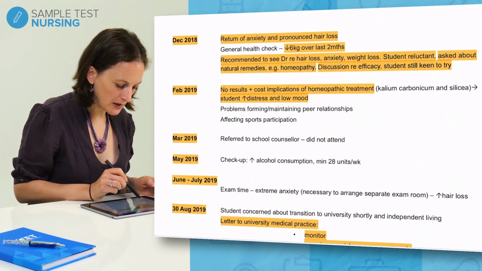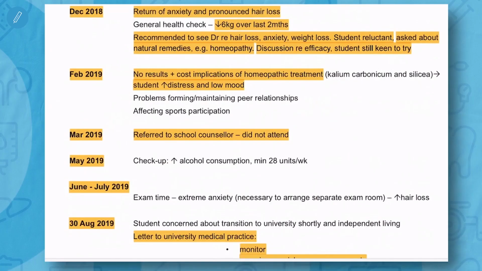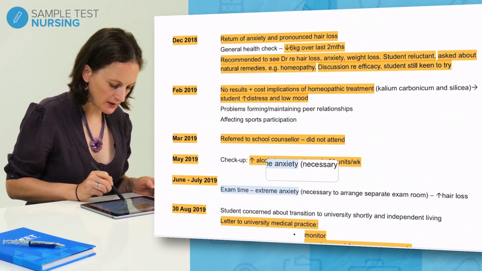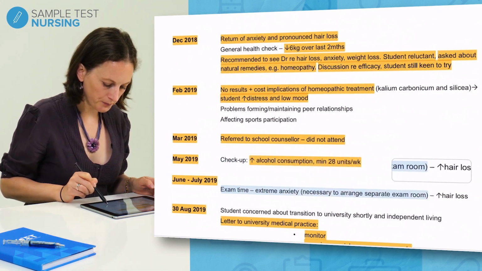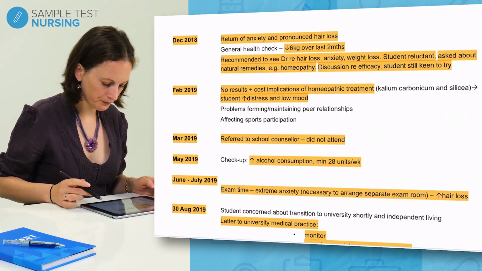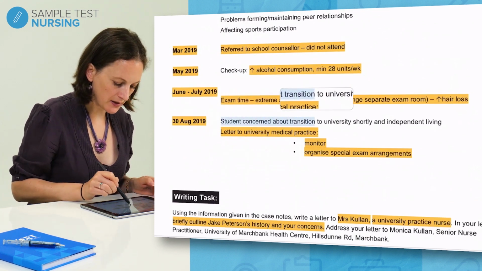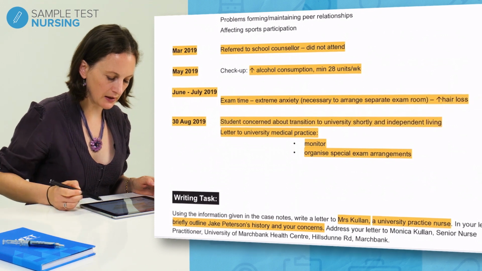In March 2019, Jake was referred to the school counsellor but did not attend. And in May 2019, at the checkup, we see that he has increased alcohol consumption to at least 28 units per week. June and July is described as exam time, which causes Jake extreme anxiety and he needs to have a separate exam room. It's also mentioned that there is increased hair loss at this time. The final point from today's visit is that Jake is concerned about his transition to university and independent living.